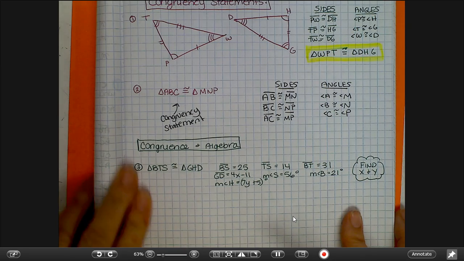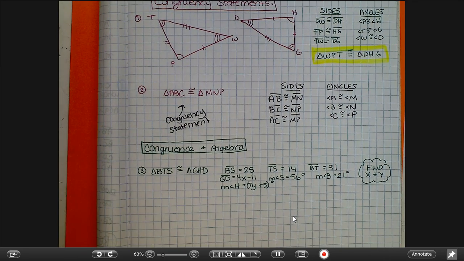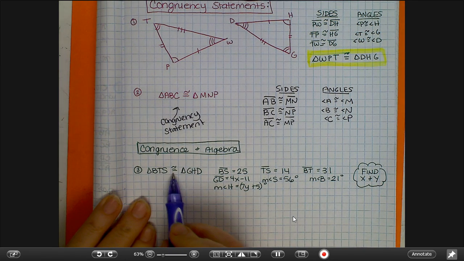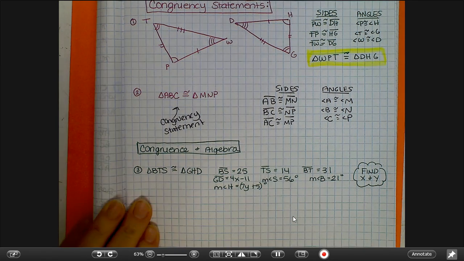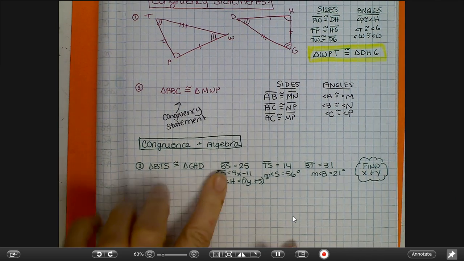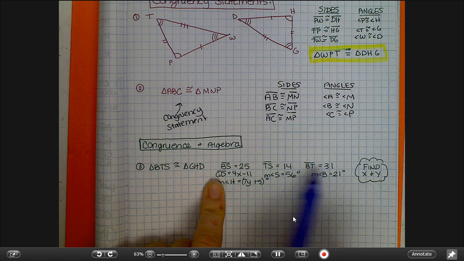And here's why that comes in handy. If you have the congruency statement and no picture, you can still match things up. Sometimes people like to draw the picture, but I'm going to show you that you do not need to be able to do that. Okay, so triangle BTS is congruent to triangle GHD. That means all of the corresponding parts are congruent. So BS goes with GH, which isn't going to be helpful.